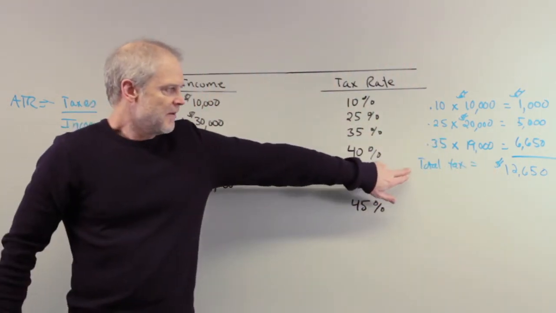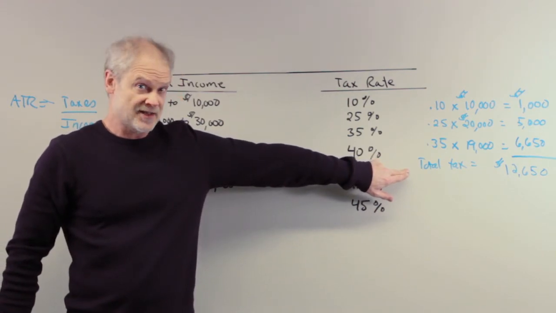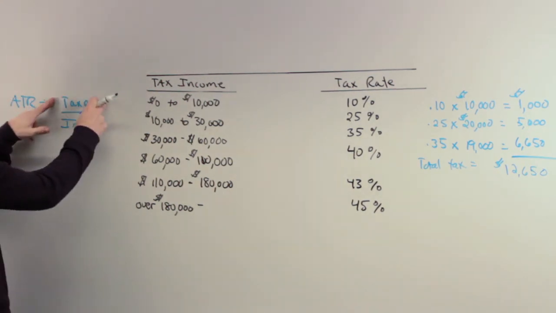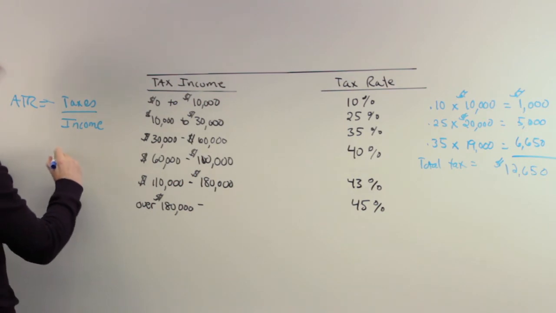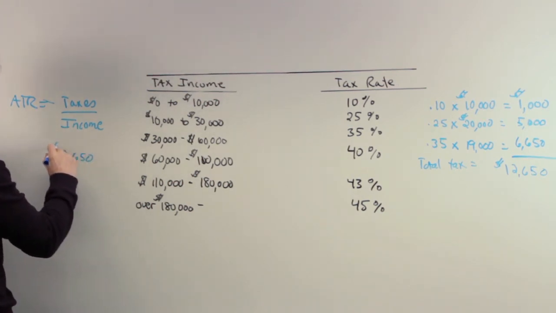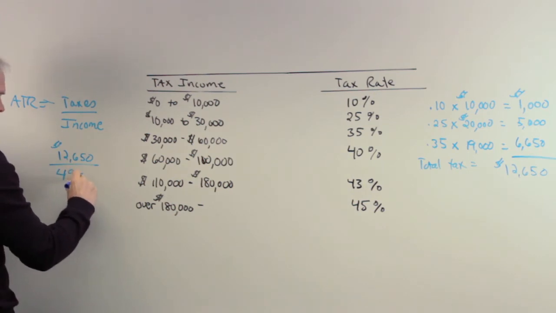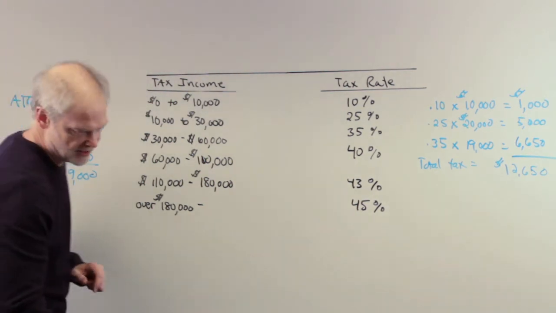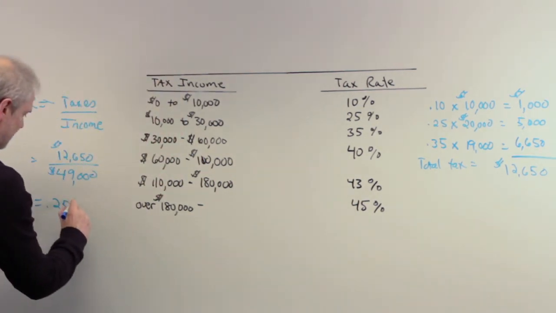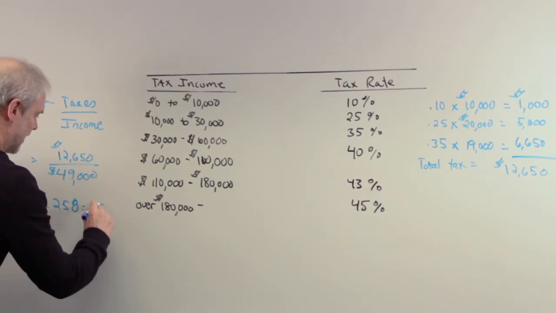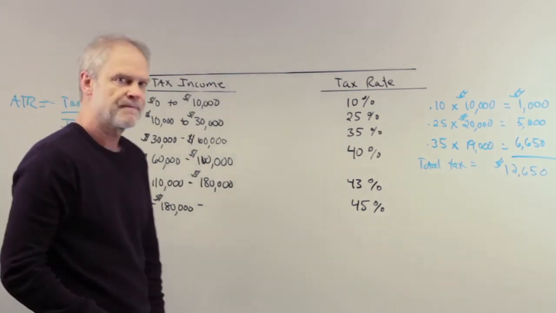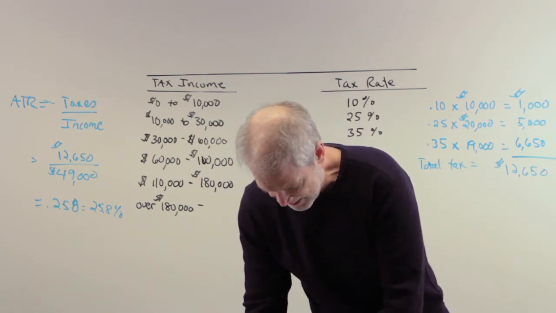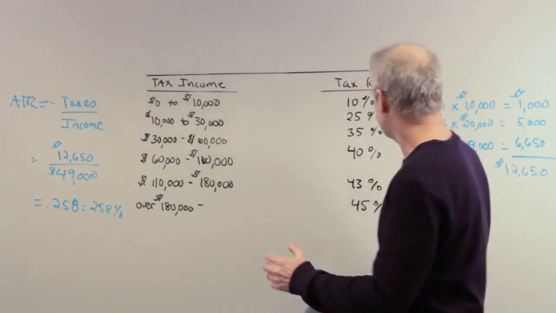So this person paid $12,650 in taxes on an income of $49,000. Therefore, to get the average tax rate, we take taxes divided by income: $12,650 divided by the person's income, $49,000. That's going to give us an average tax rate of 0.258, which is equal to 25.8%. This was actually a very useful way to go through this. And there's your answer. Your answer is obviously A, given what I've done. But make sure you see how I got it.